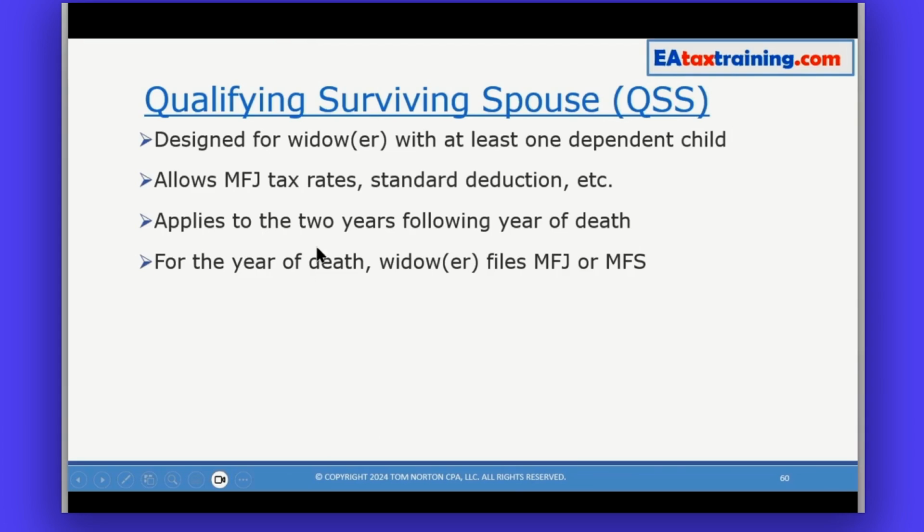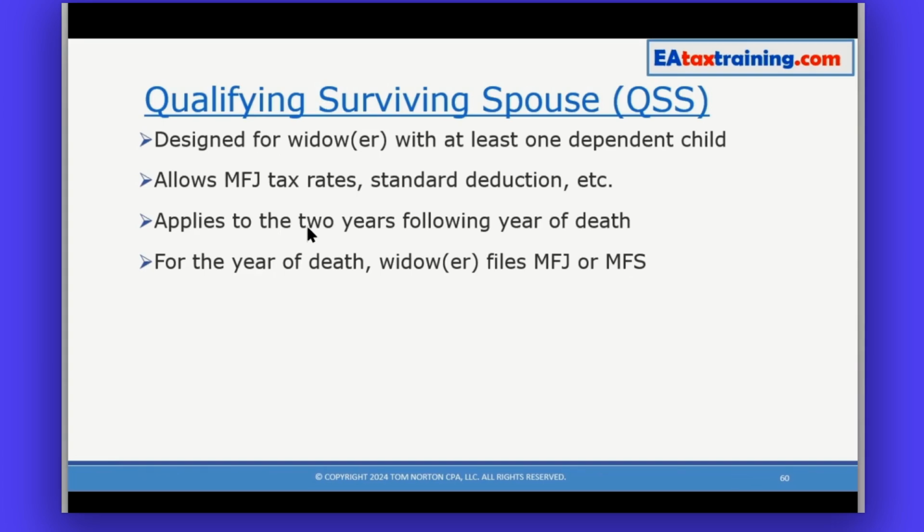Next, qualifying surviving spouse. This is designed for a widow or widower with at least one dependent child. It allows the married filing joint tax rates and standard deduction, etc. It applies for the 2 years following the year of death. So if the person died in 2023, they would not be a qualifying surviving spouse.